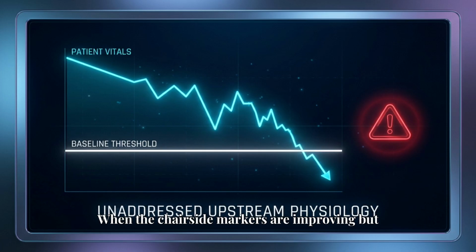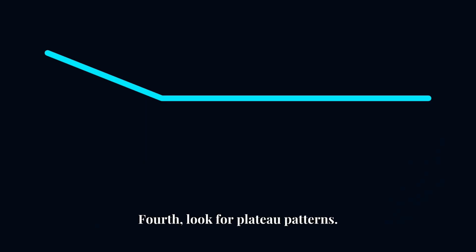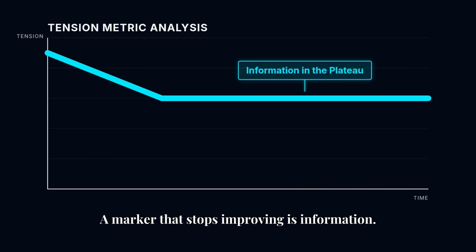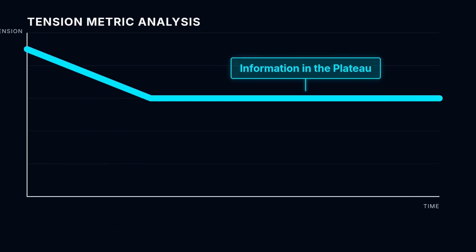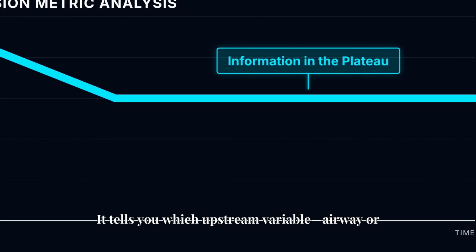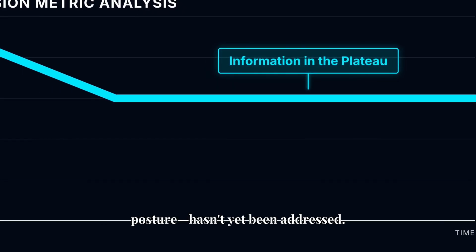When the chairside markers are improving, but the wearable markers are not, you have a treatment that is helping the dental tissue but not addressing the upstream physiology. Fourth, look for plateau patterns. A marker that stops improving is information. It tells you which upstream variable, airway, or posture hasn't yet been addressed.